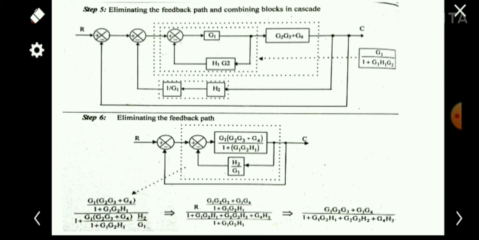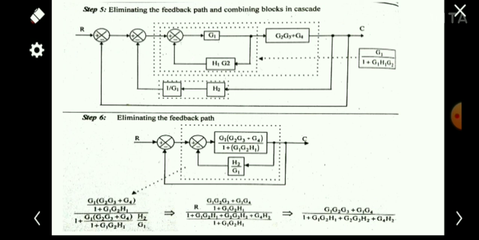First we can replace this loop with G1 by 1 plus G1 H1 G2. We know that a negative feedback loop can be replaced by G by 1 plus GH, if G is the forward function and H is the feedback gain. So here G1 is the forward gain and H1 G2 is the feedback gain, so it becomes G1 by 1 plus G1 H1 G2.